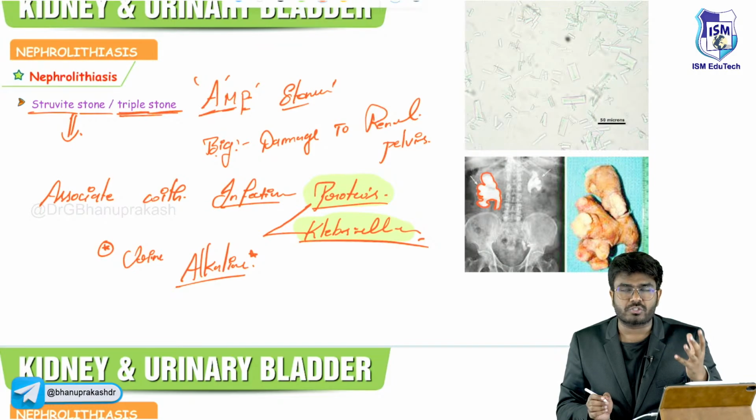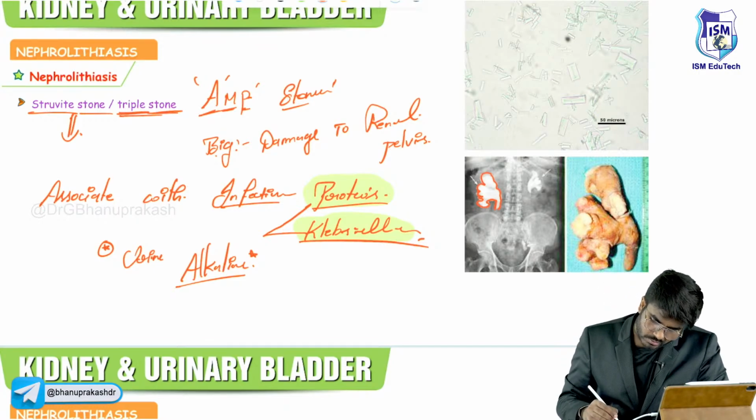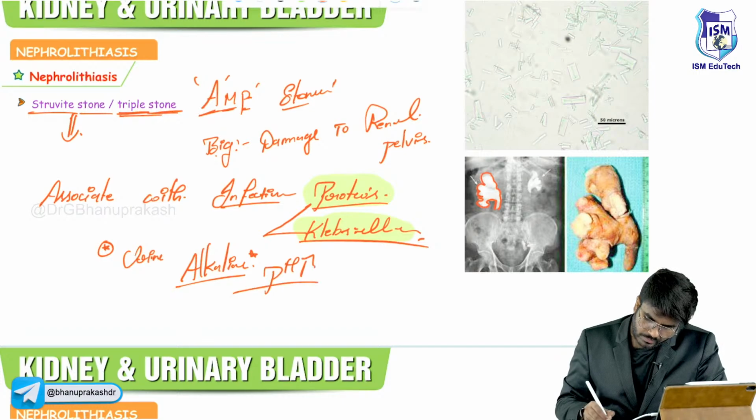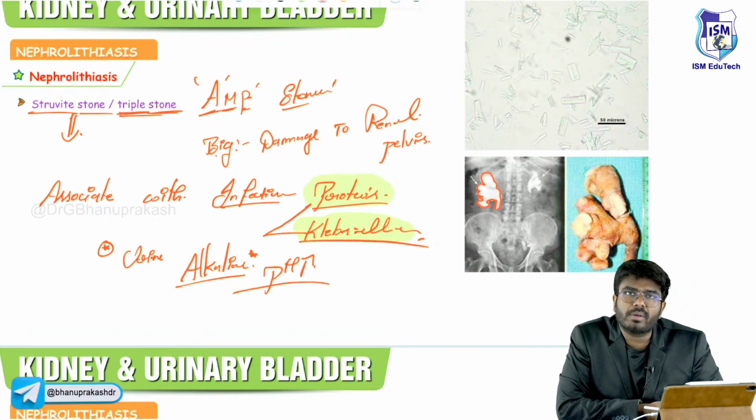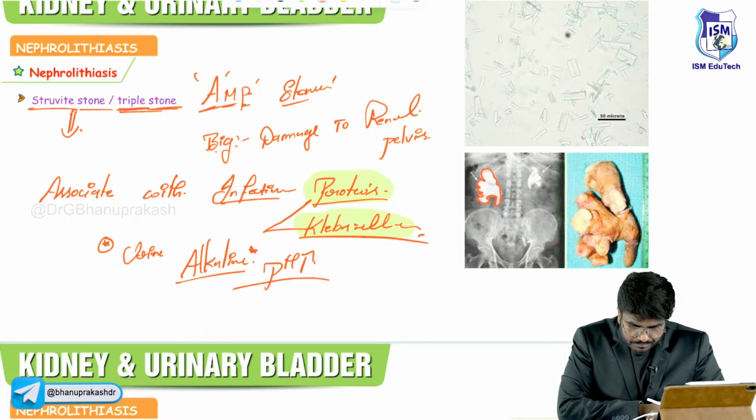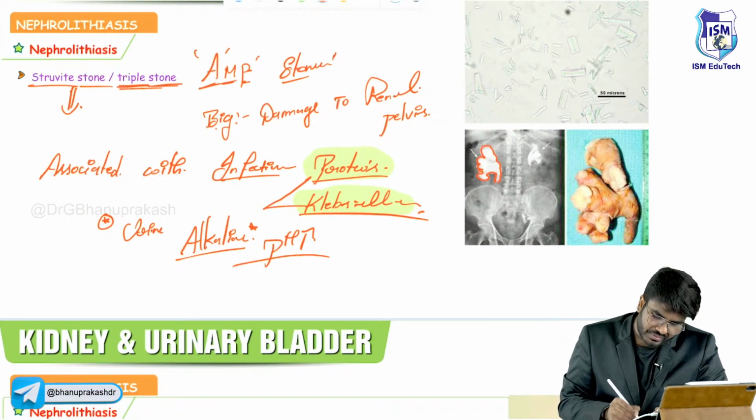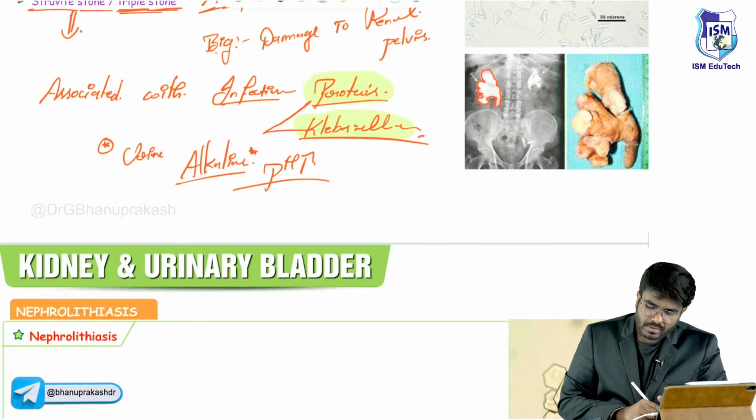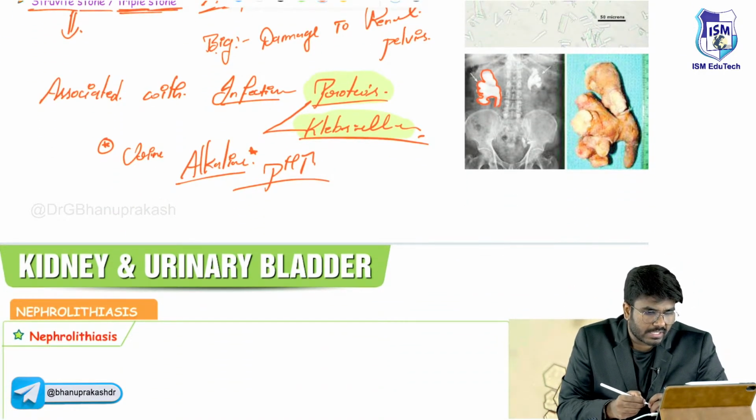Normally, for the formation of a stone, you need to have the acidic environment. But for the formation of this AMP stone, you need to have urine alkalization, the alkaline environment. So pH is going to be higher. It's associated with infections like Proteus and Klebsiella, which will cause urine alkalization.